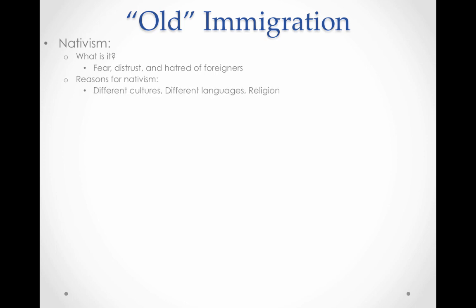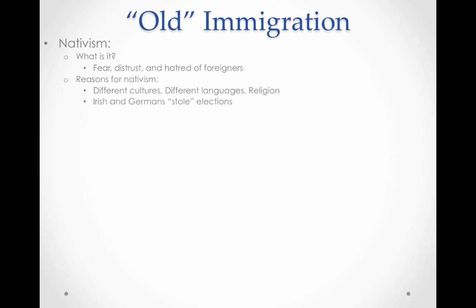I'll steal it. All right, so let's talk about nativism, and we're going to talk about old immigration. Holy cow, do you have to know this slide. Very, very important. So nativism, we talked a lot about throughout the course. It is fear, distrust, and hatred of foreigners. So what are some reasons? Well, it'll be the same in the 1840s as it is in the 1920s or 2015. There are different cultures of immigrants, different languages, and religion as well.